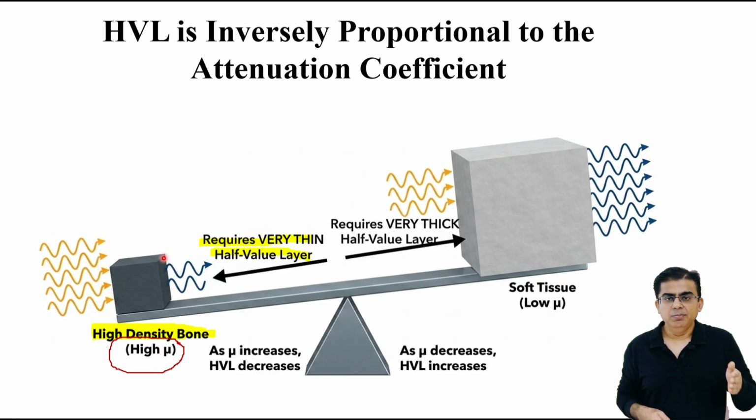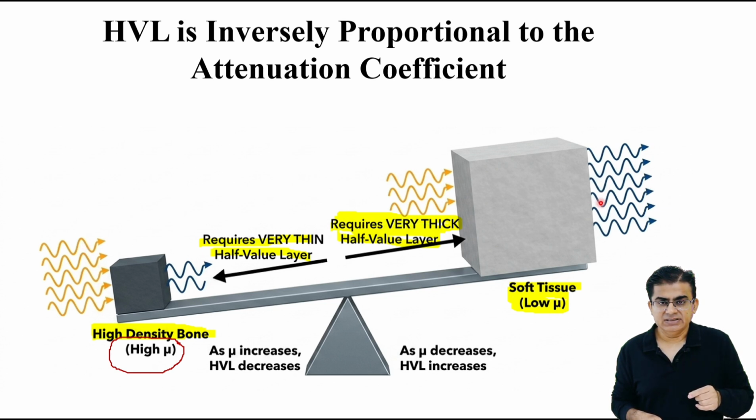Now look at the large block of soft tissue on the right side of this seesaw. Soft tissue has a much lower physical density. Therefore, it naturally has a much lower mu. Soft tissue does not stop X-ray photons very well. Because its stopping power is weak, it strictly requires a much thicker half-value layer. You must use a very thick block of soft tissue to achieve the exact same 50% reduction in intensity.